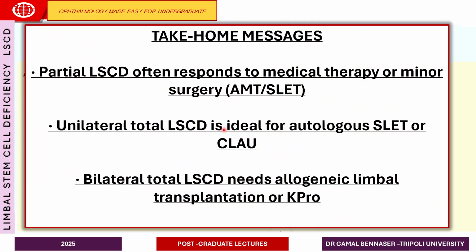So the take-home message, keep it in your mind that any partial disease of limbal stem cell deficiency can be managed medically, and sometimes in selected cases, minor surgery is needed, like just an amniotic membrane transplant, or doing the SLET, that's simple limbal epithelial transplant. However, in a unilateral total disease, better to go for autologous graft, as I said, like SLET or CLAL. And in the presence of bilateral disease, you have to go for allogenic graft. And if this allogenic graft is contraindicated or failed, you have to go for keratoprosthesis.